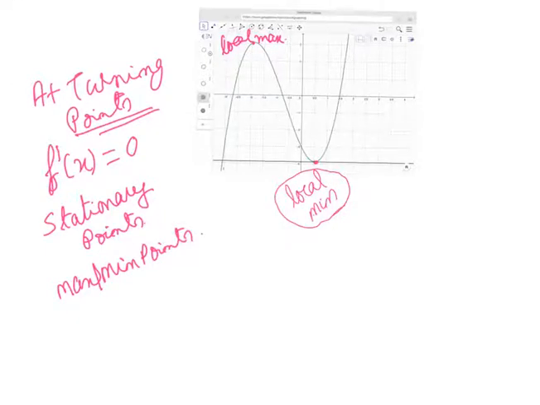So here, let me try to explain once again. At turning points, we apply the derivative and we equate it to 0 to find the x values, and I solve for x. I'm getting only the x coordinates of the turning points. Then I substitute these values in the original function to find the y values. And these turning points are also called stationary points. We also call them maximum or minimum points.